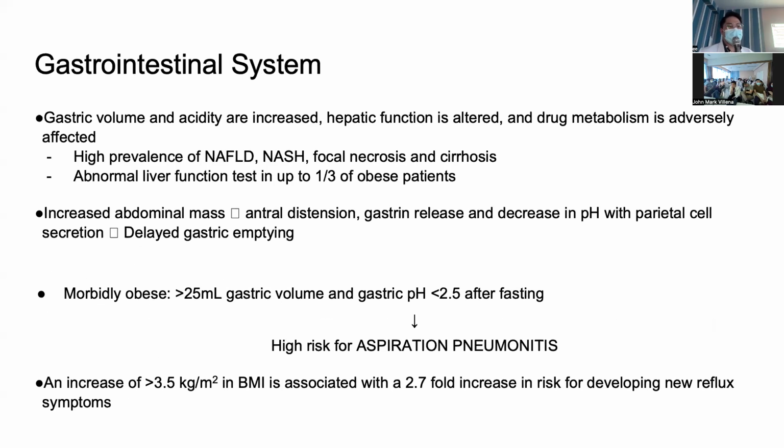For the gastrointestinal system, the gastric volume and acidity are increased, hepatic function is altered, and drug metabolism is adversely affected. There is a high prevalence of non-alcoholic fatty liver disease, non-alcoholic steatohepatitis, focal necrosis, and cirrhosis. There are abnormal liver function tests in up to a third of obese patients. Increased abdominal mass leads to antral distension, gastrin release, and decrease in pH with parietal cell secretion. Also with the gastric.